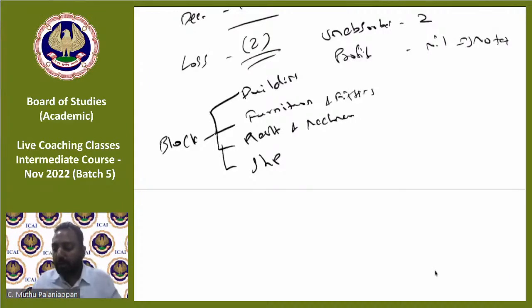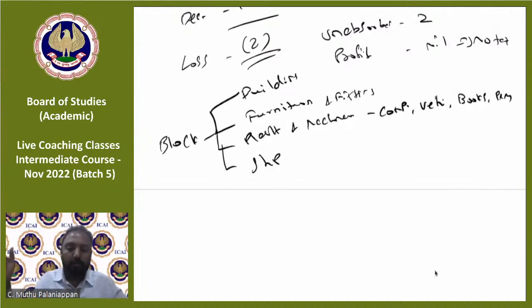Under these, there are blocks. For building, you have 5% category, 10% category. Furniture and fitting, it is only one category. For plant and machinery, you have so many: computers, vehicles, then what else? Your books, and then other plant and machinery. So you have so many categories.